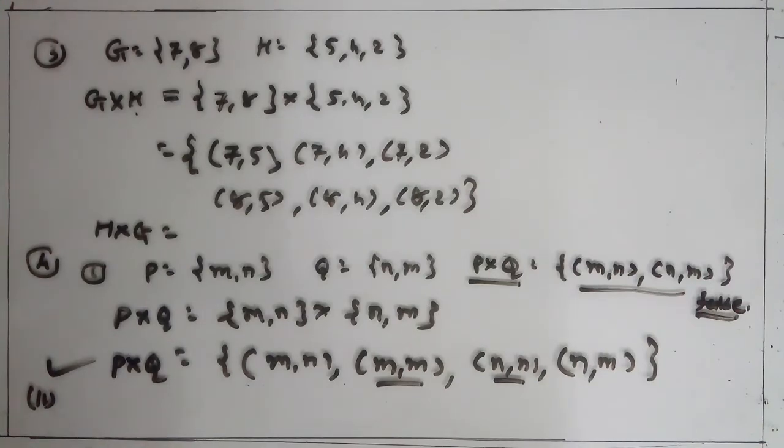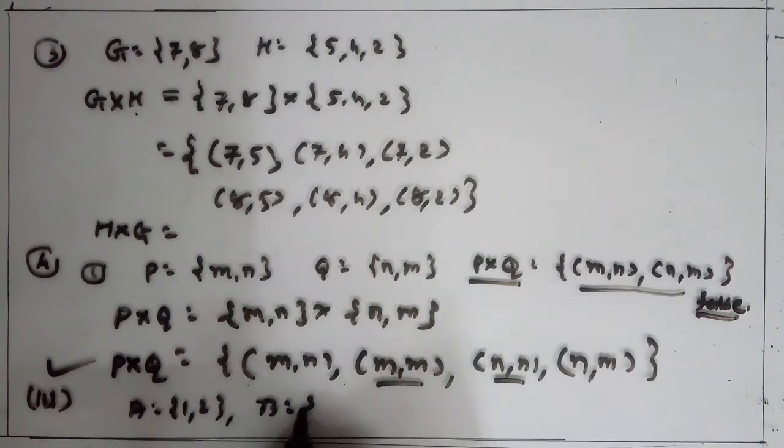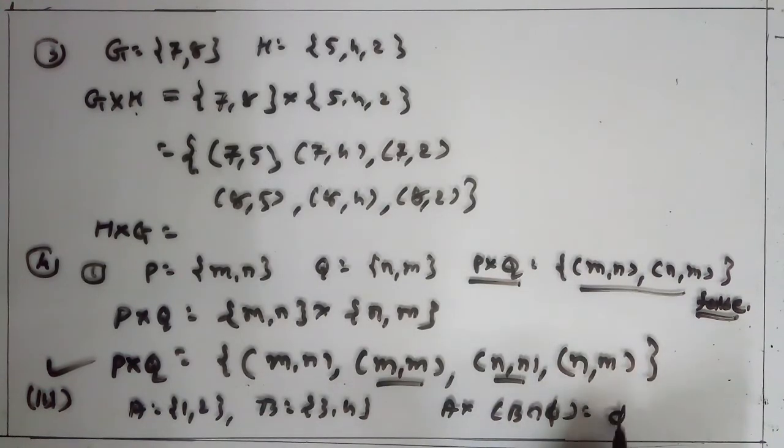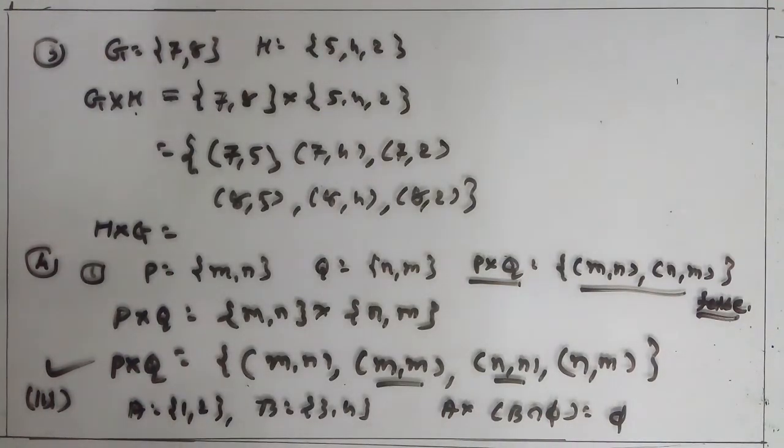Now in the third, remember this, A is equal to {1, 2}, B is equal to {3, 4}, then A cross B intersection null set is equal to null set. What do you say about this? B intersection null set is always null set. So A intersection null set is equal to null set. So this is the right statement. Clear?